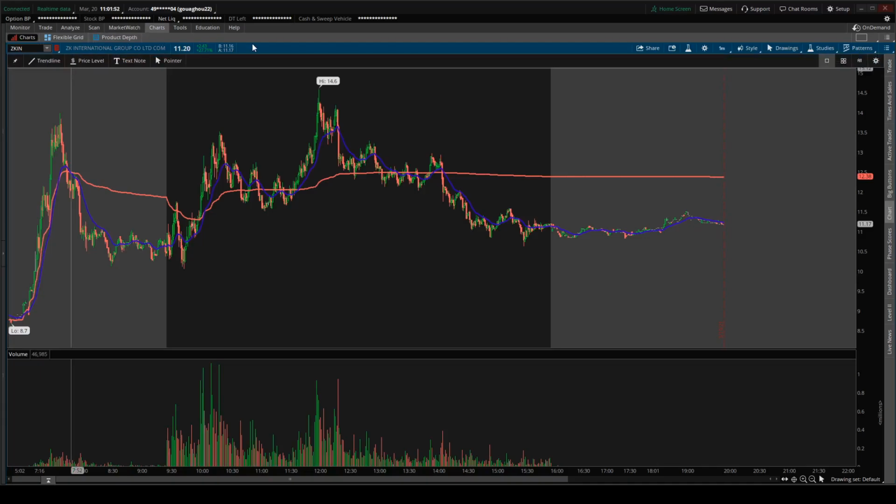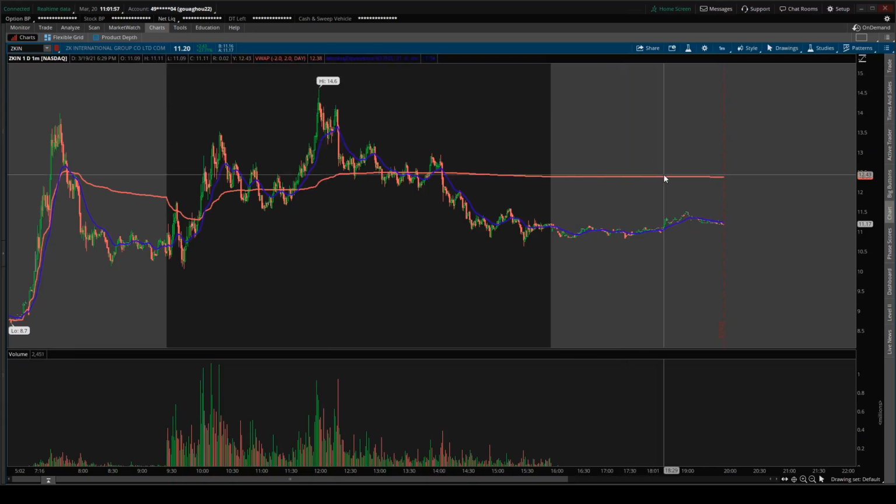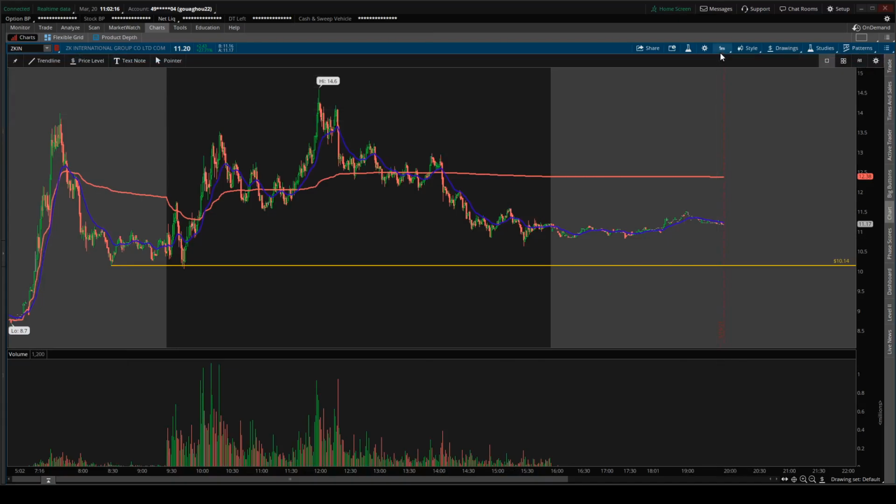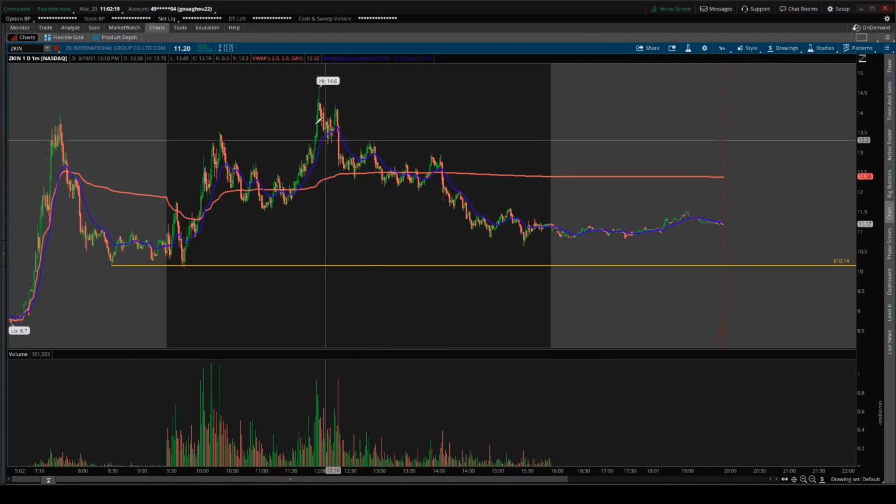ZKIN is related to that sector, and so the first thing I do as a trader is I draw the lines that I think were in play the other day. So the first support, I start with support lines. So this is the first support on the intraday chart. This is ZKIN on the 1 minute chart. So every candle represents 1 minute worth of price action. So the first thing is I draw my support lines.